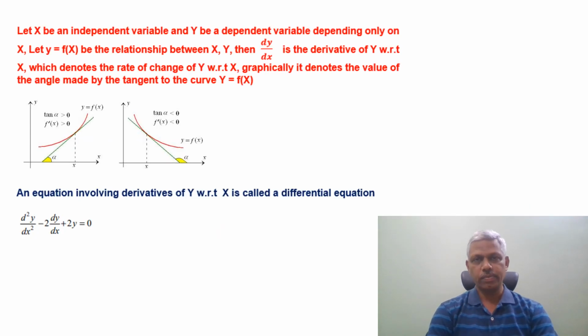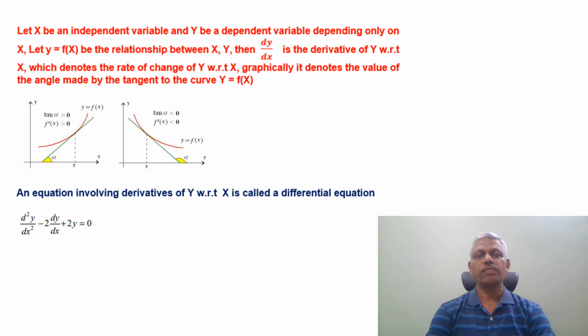Now let us consider two variables. Let x be an independent variable and y a dependent variable depending on x. The functional relationship can be established between x and y, and let us say y is equal to f of x. Then we know the derivative concept dy by dx, which denotes the rate of change of y with respect to x in the physical sense. In the graphical sense, it indicates the tangent of the angle made by the tangent to the curve y equals f of x.